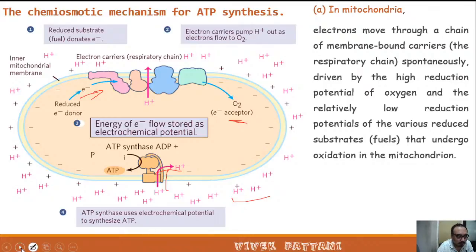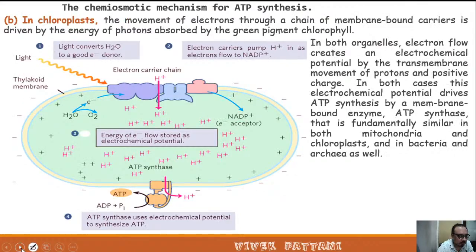Now I am going to discuss chloroplasts. The electron transport mechanism will be similar to the earlier one, but there will be a slight difference here, as light is a part of the system.